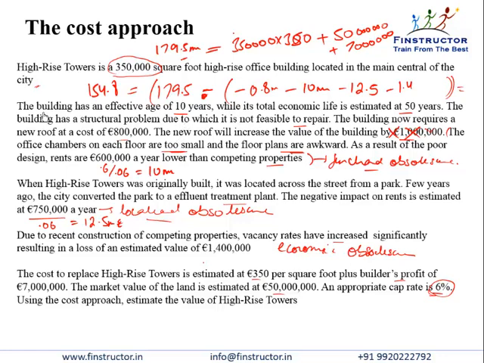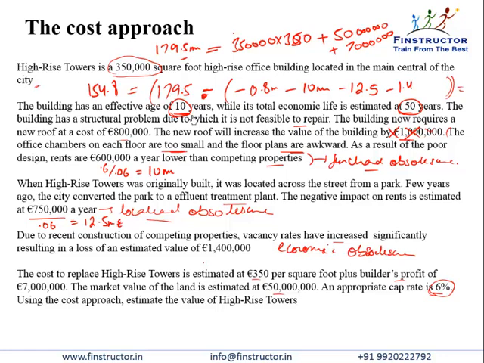Please note, the question also says that the building has an effective age of 10 years, while its total economic life is estimated at 50 years. So whatever would be the value of a new building would be the value for the next 50 years. There has been some physical deterioration because our building is already 10 years old.